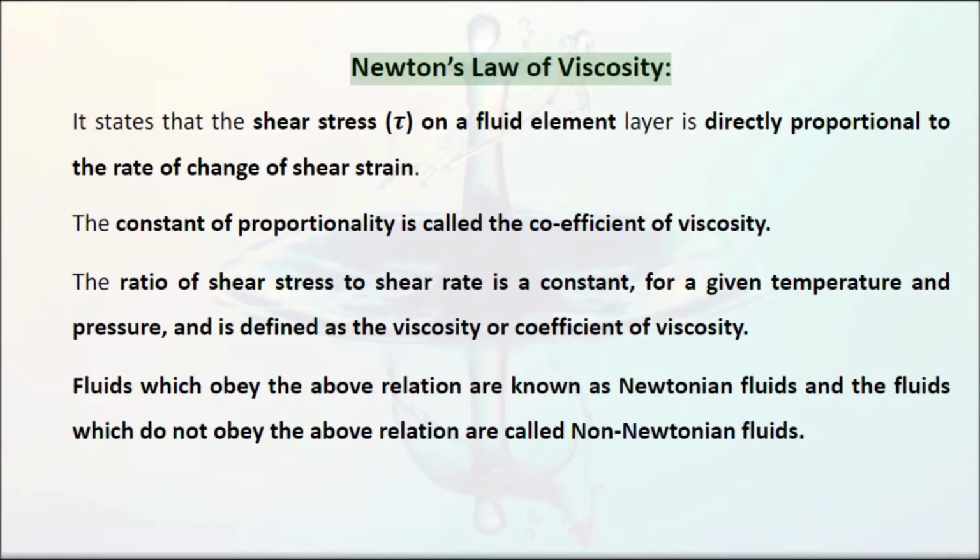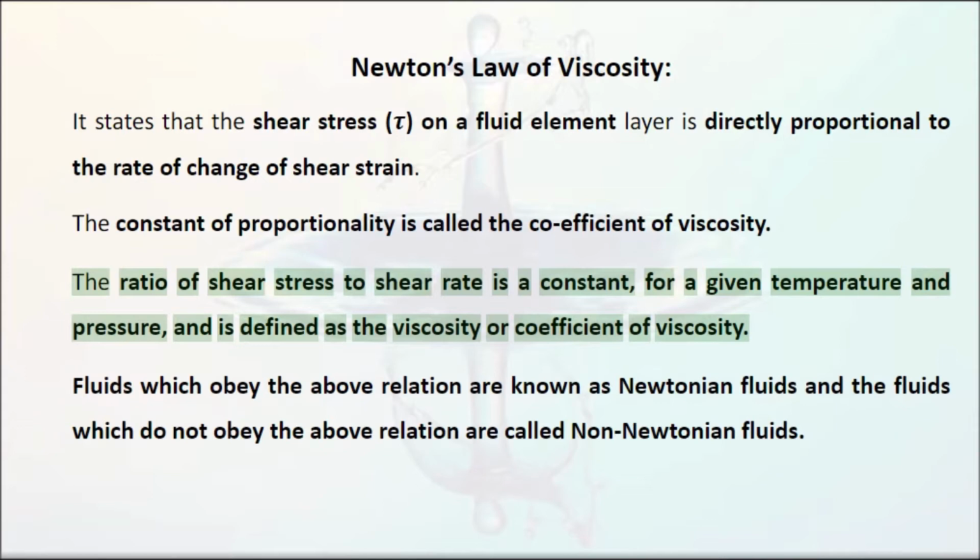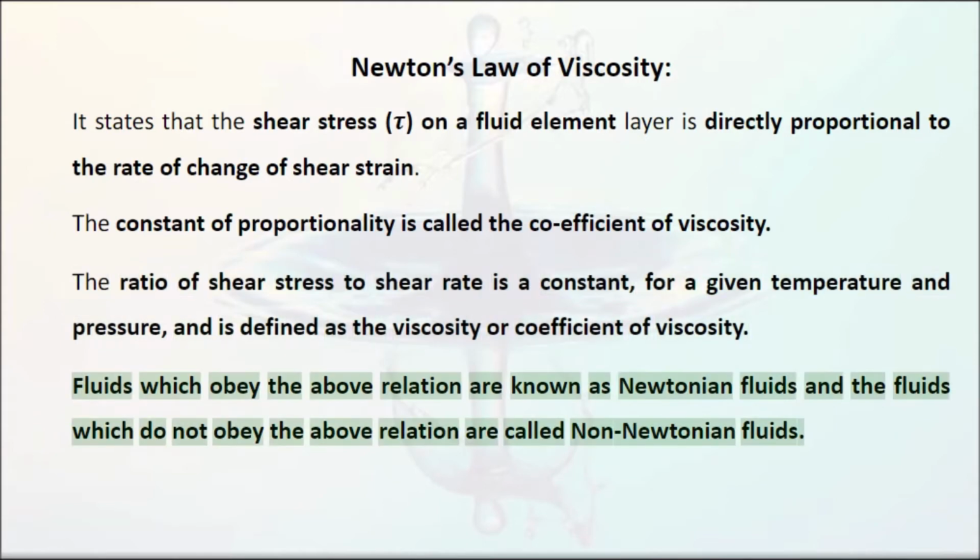Newton's law of viscosity. It states that the shear stress on a fluid element layer is directly proportional to the rate of change of shear strain. The constant of proportionality is called the coefficient of viscosity. The ratio of shear stress to shear rate is a constant, for a given temperature and pressure, and is defined as the viscosity or coefficient of viscosity. Fluids which obey the above relation are known as Newtonian fluids, and the fluids which do not obey the above relation are called non-Newtonian fluids.